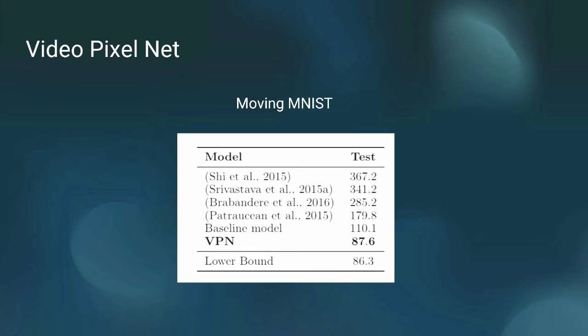So we took the video pixel nets and we decided to benchmark them. It's important to benchmark generative models, and one of these benchmarks is moving MNIST. It's a simple benchmark where you have 10 frames of MNIST digits moving and bouncing between walls. It was introduced by Srivastava et al. in 2015. What we see is that the VPN obtains 87.6 for the entropy of the density. And this is basically just a hair above the actual lower bound, which in this case is non-zero and can be computed very easily.